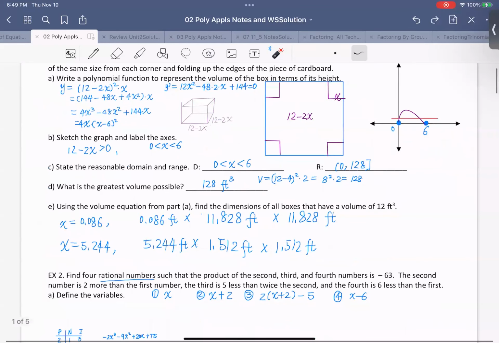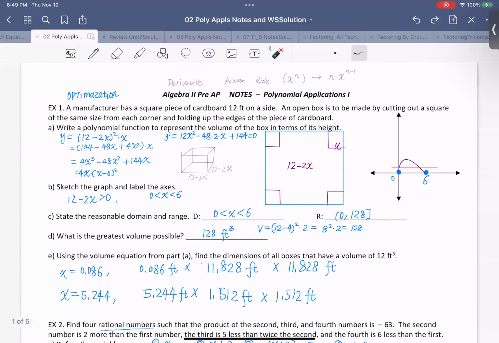Next one. This is similar to, okay, hold on one second. So you might feel curious, what's the reason we learn this kind of thing? So optimization is a very important math tool to help everybody's daily life, okay?